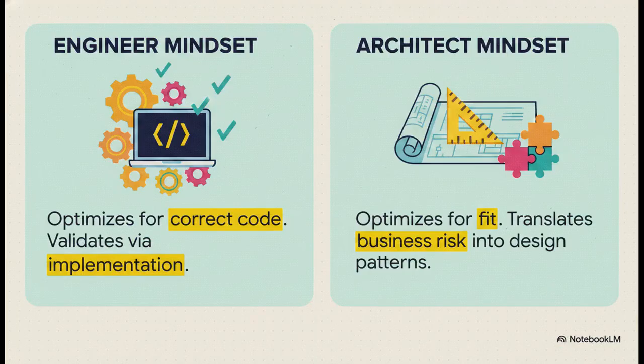To truly understand the architect role, we really need to contrast the mindset shift required to make the jump. You see, an engineer optimizes for correct and efficient code. They validate their work by actually building it and testing the implementation. But an architect optimizes for fit. As an architect, you aren't just building controls anymore, you're designing the entire governance framework. Your actual job is to translate abstract business risk, complex compliance obligations, and active threats into concrete, workable design patterns.